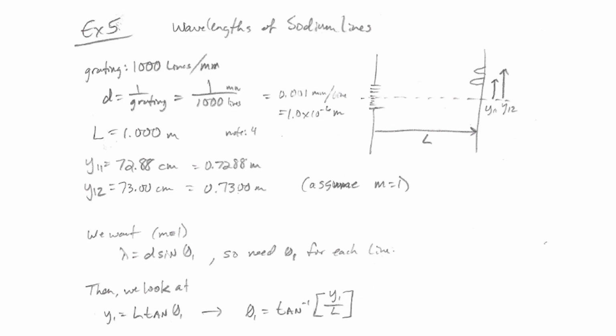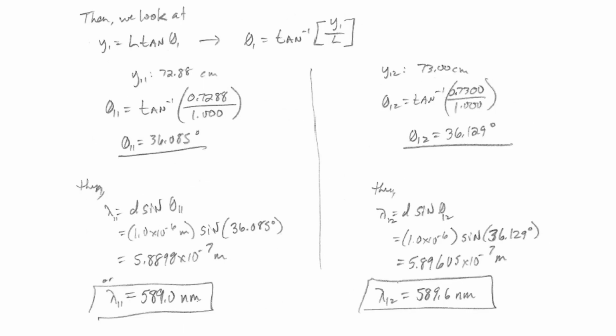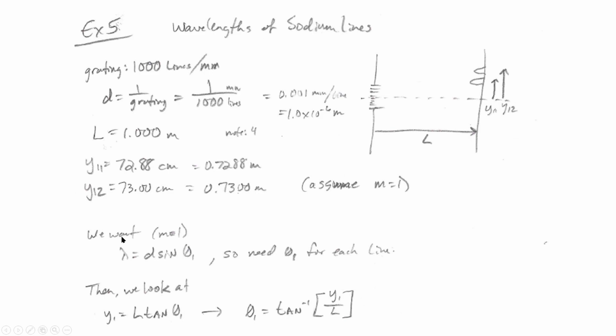And then Y sub 1, 2, the second yellow fringe for the first order fringe of that wavelength, is at 73 centimeters. And so we assume again that this is the first order fringe for these values, and that's fairly safe unless the problem says otherwise. You can make that assumption.